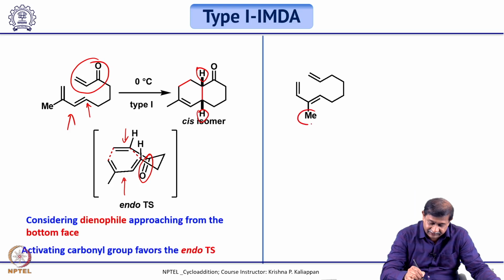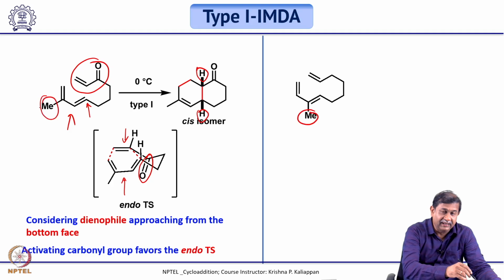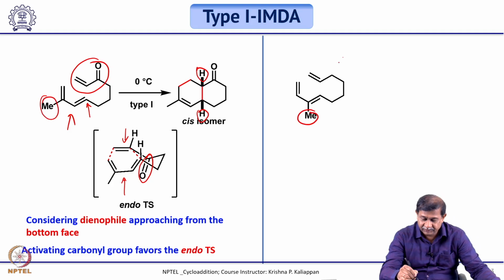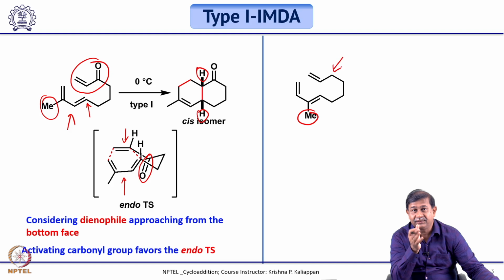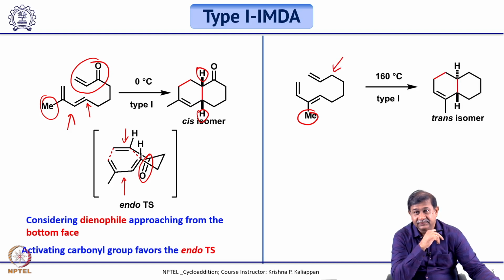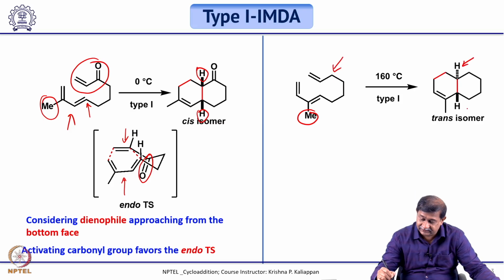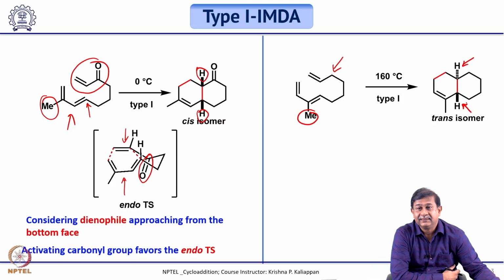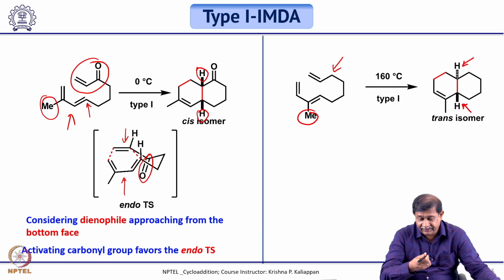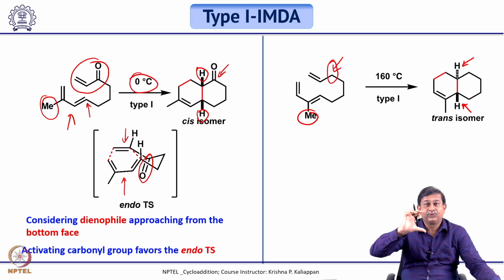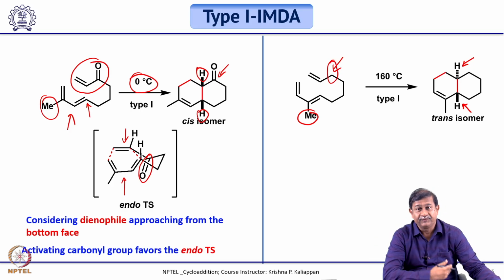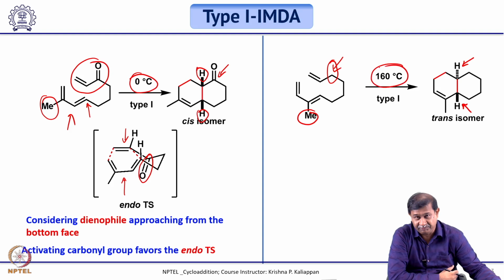Now you have two changes. One, the methyl group has moved by one carbon. Two, there is no electron withdrawing group attached to the dienophile. If you heat it, then you can see the ring junction is the trans isomer. The major difference you will see here is the absence of the carbonyl group. That means the HOMO-LUMO energy gap is high. So, in order for this intramolecular Diels-Alder reaction to happen, you have to heat it at a very high temperature.